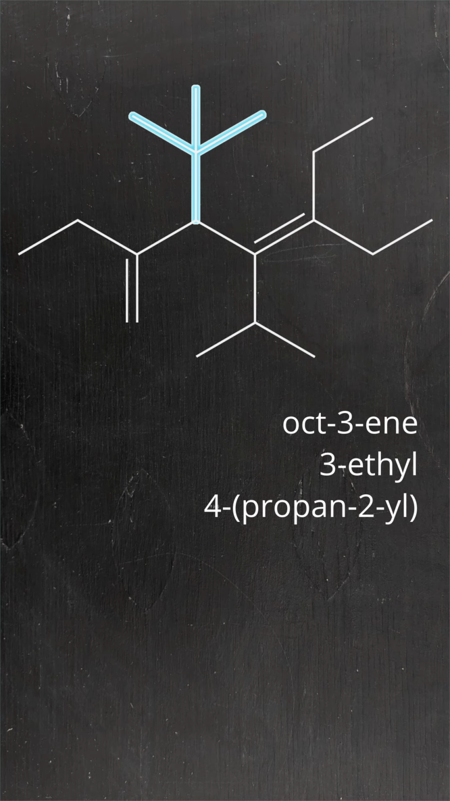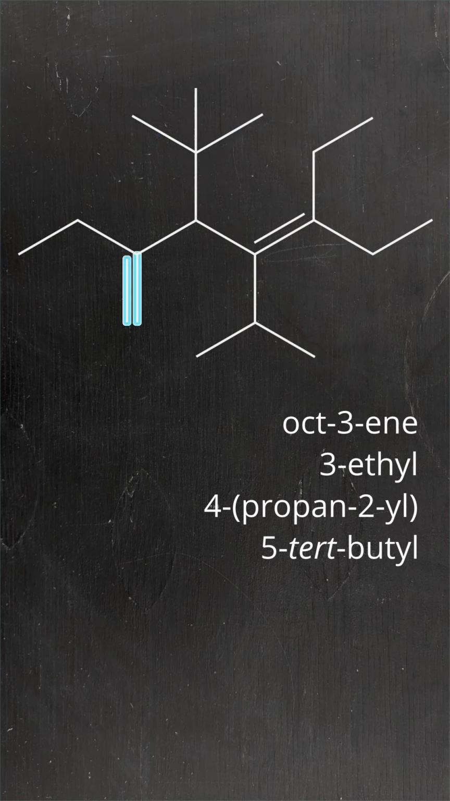However, the IUPAC preferred name is the much less exciting tert-butyl. So we'll make a note of 5-tert-butyl. And finally on carbon number 6, we reach our final side group, a methylidene group.